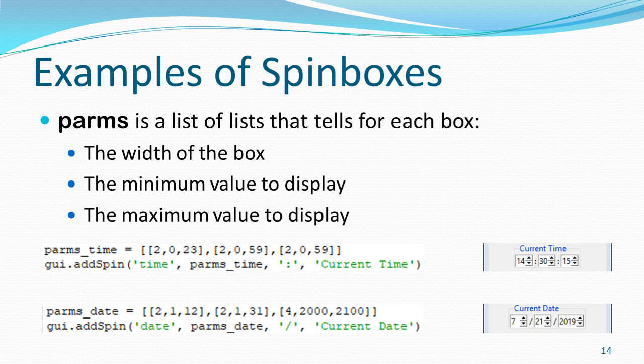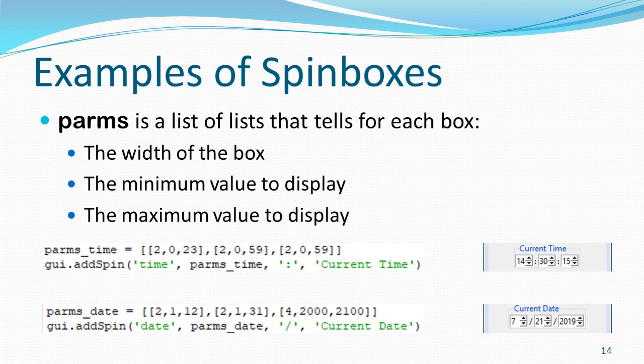Once you have that list of lists set up, you just call add spin, and the tag we're going to use is time. And here's where you use that parameter, parms time. And here you can see how the between string works. You can see the colon is in between the 3 boxes. That makes sense because we're dealing with time. And of course, our prompt is current time.